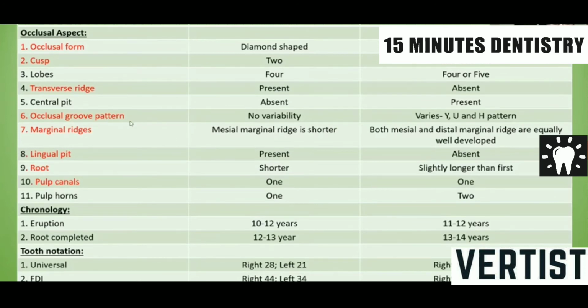Now, the occlusal groove pattern: there is no variability in the first, while the second premolar varies in occlusal pattern: Y, U, and H. The mesial marginal ridge is shorter in the first, while in the second the mesial and distal marginal ridges are equally well developed. The lingual pit is present in the first, and absent in the second. The root is shorter in the first, and slightly longer in the second. The pulp canals are single in both the first and second premolar. The first premolar erupts at the age of 10 to 12 years, and the second erupts at the age of 11 to 12 years.